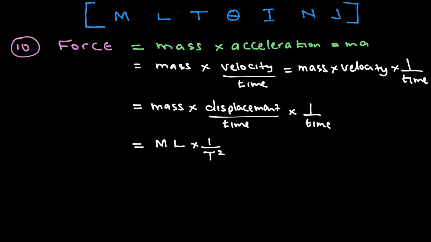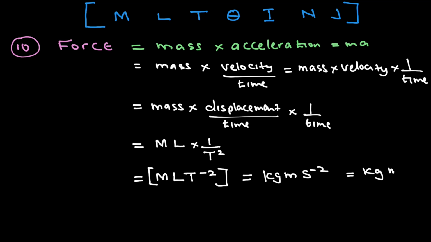As you can see, this is time at the bottom, so that's time squared. And that will give M, square bracket for dimension, L, T to the power minus 2, close bracket, and that equals kilogram meters per second squared, or you might write kilogram meters over second squared. So you can see this is unit and this is dimension.